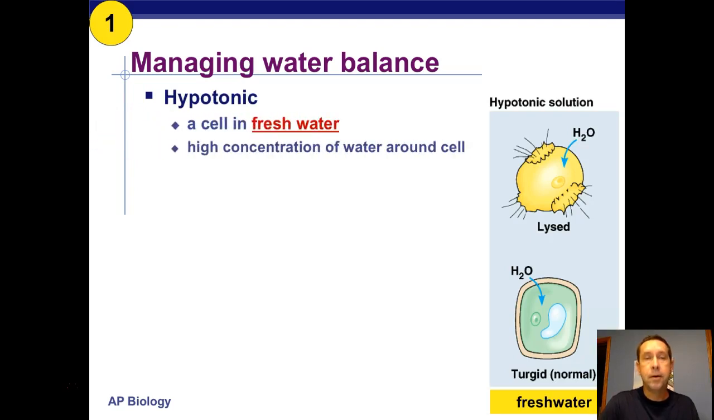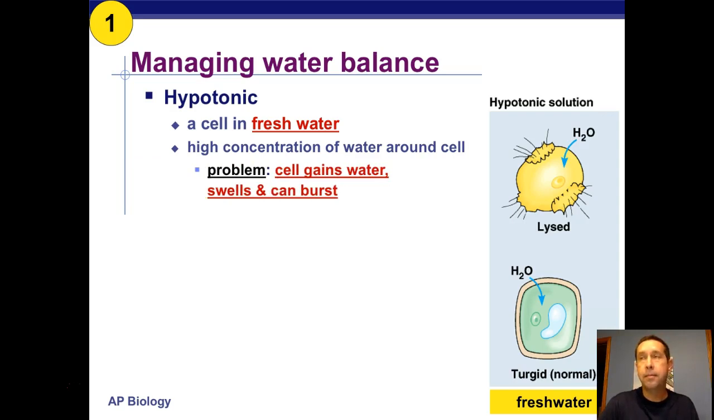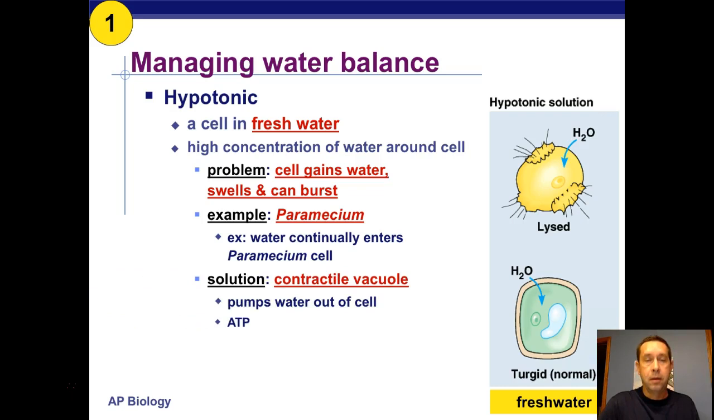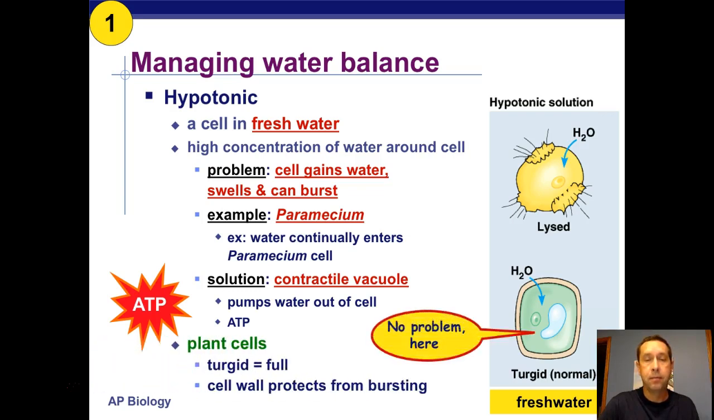So hypotonic: a cell in fresh water, higher concentration of water outside the cell, so the cell has to deal with water coming in all the time. Some protists, for instance, have contractile vacuoles to pump water out. Fish that live in fresh water urinate almost all the time to keep that water from causing problems with their cells. So that's an active transport that takes energy to pump the water out. Plant cells can deal with hypotonic solutions much better than animal cells in many cases.